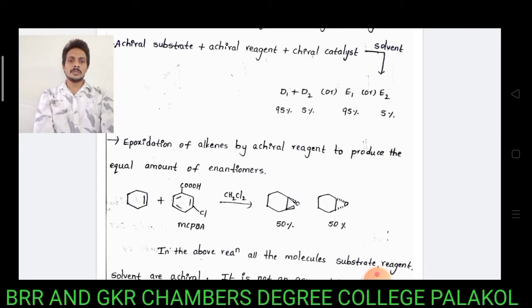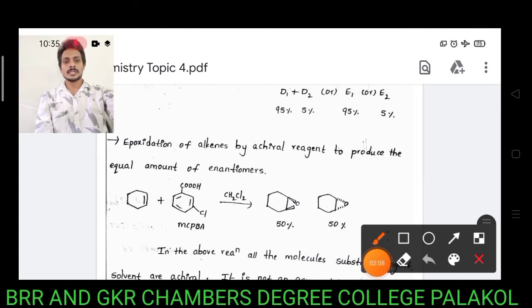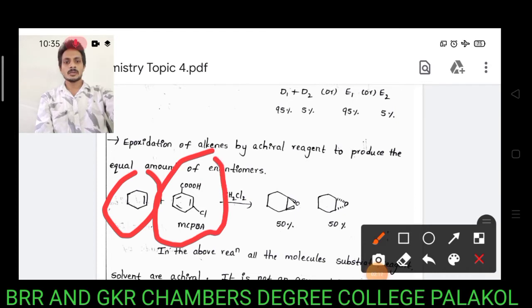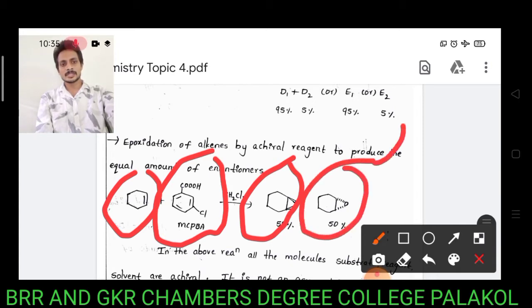Okay, let us consider an example. Epoxidation of alkenes by an achiral reagent to produce equal amounts of enantiomers. Okay, alkenes treated with oxidizing agents, epoxidation reagents like meta-chloroperbenzoic acid. Okay, alkene treated with meta-chloroperbenzoic acid gives 50% of beta epoxide and 50% of alpha epoxide. It is alpha epoxide, it is beta epoxide.